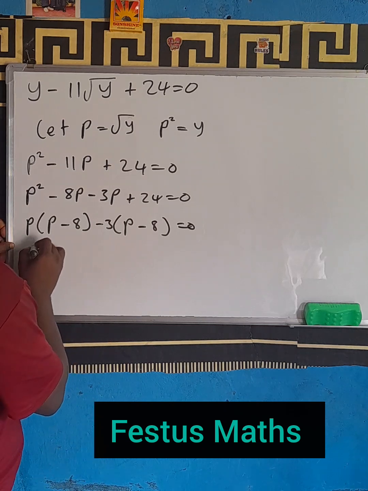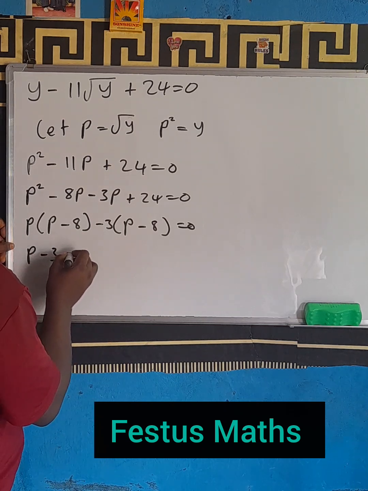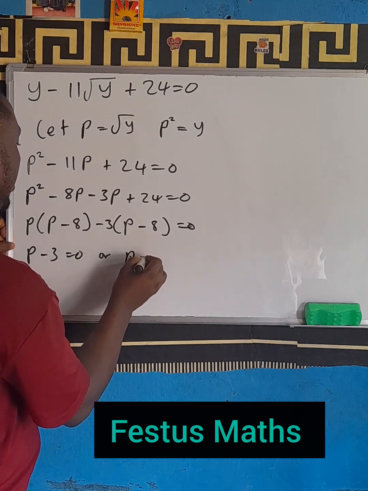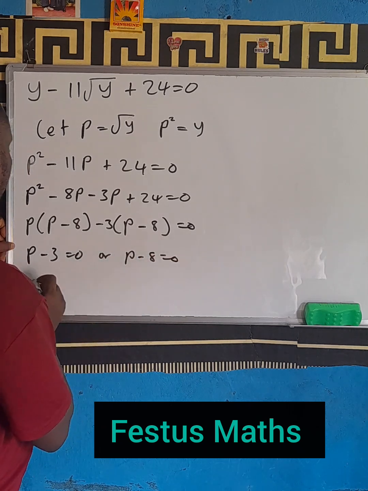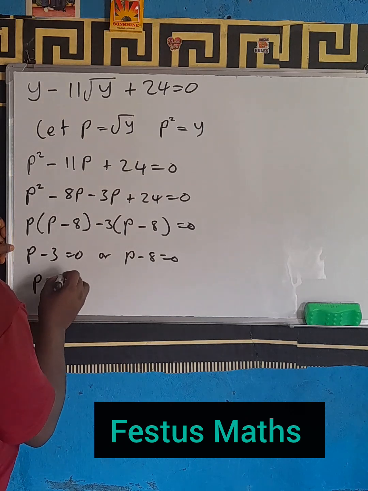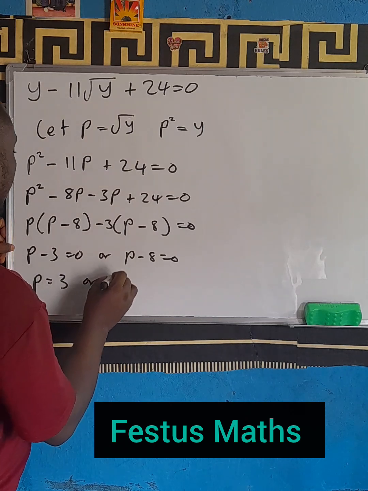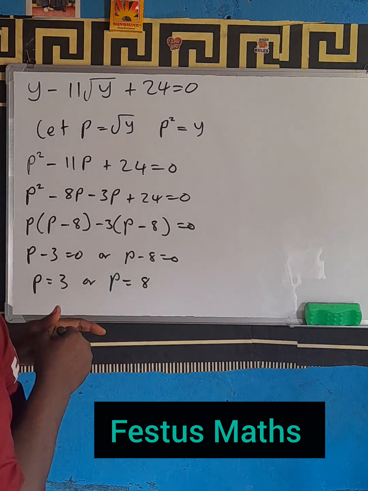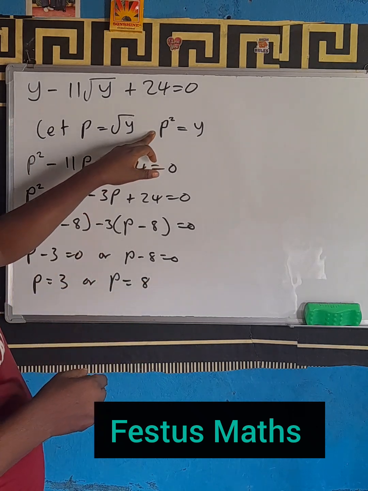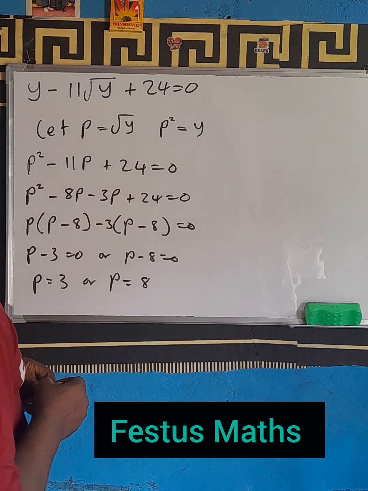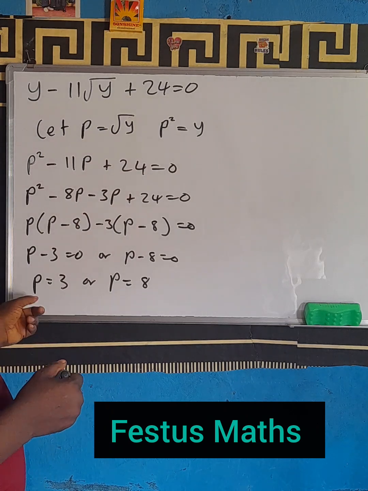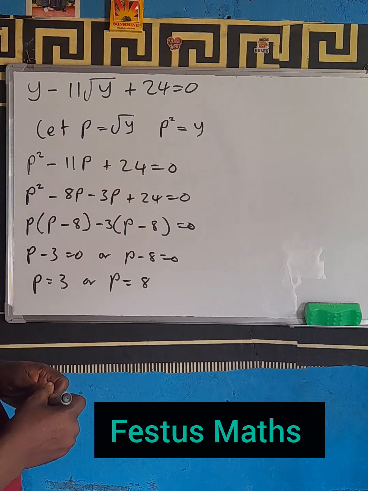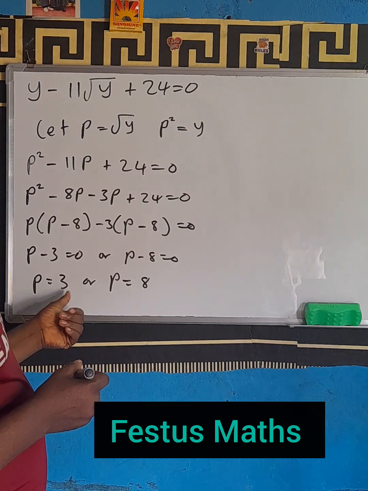So we have P minus 3 is equal to 0, or P minus 8 is equal to 0. P is equal to 3, or P is equal to 8. For my expression here, we say let P squared be equal to Y. So any value of P that we have, we square it to get the value of Y. And the first one, you have the value of P to be 3.